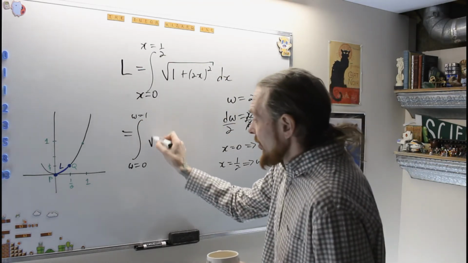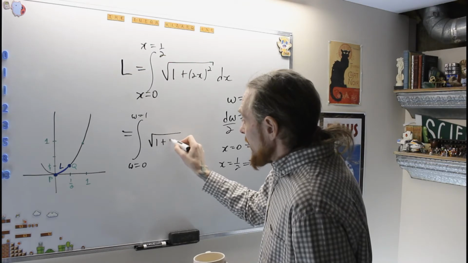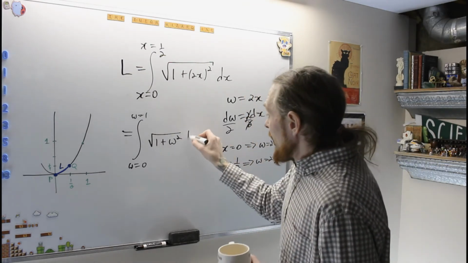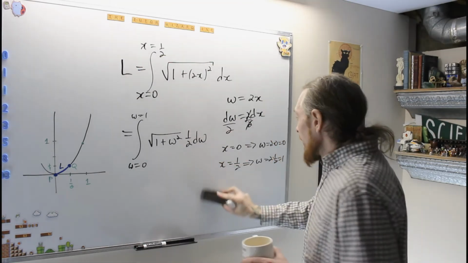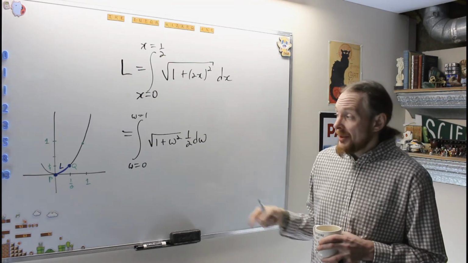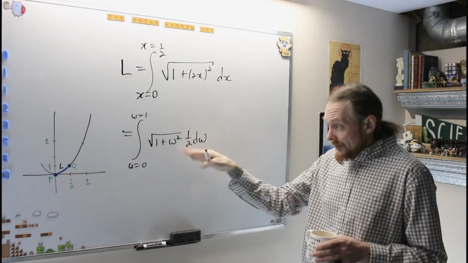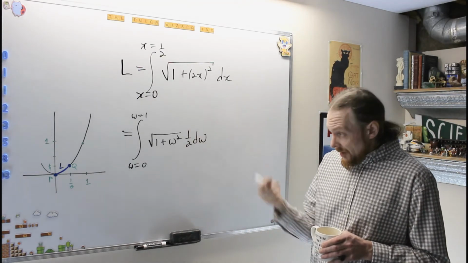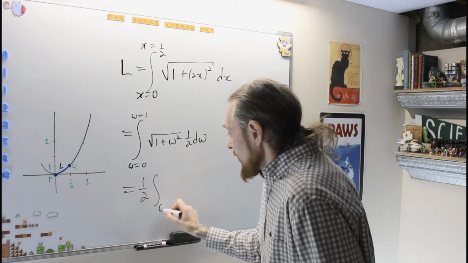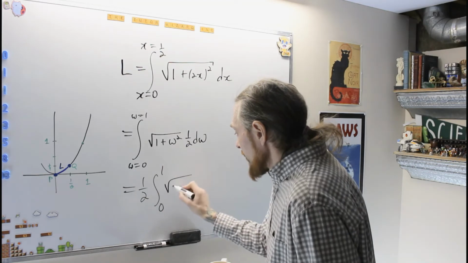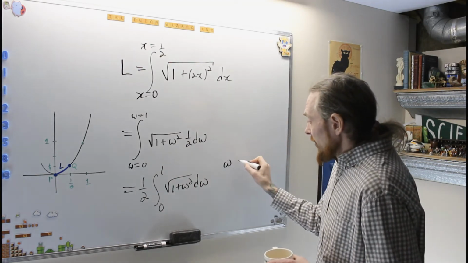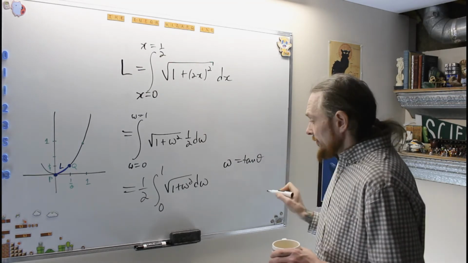Then now I have the square root of 1 plus w squared, and then I have 1/2 dw. Now that I've made that substitution, I see that we're actually going to make a trigonometric substitution. You could have done that all in one, but now I can see it much easier. So this is equal to 1/2 the integral from 0 to 1 of the square root of 1 plus w squared dw. I want to let w equal tan theta.